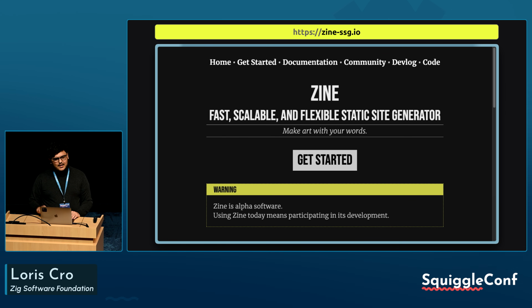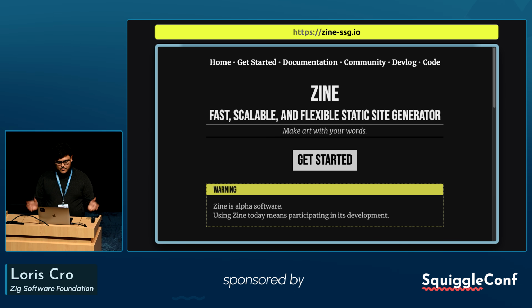It's called Zine. Like in Magazine. On the website, there's a yellow box that says, warning, Zine is alpha software. Using Zine today means participating in its development. Let me tell you, the yellow box does not lie. So caveat emptor if you decide to try it. But that said, it's complete enough that the previous websites, including the official Zig website, have been ported to it, and it works well enough.